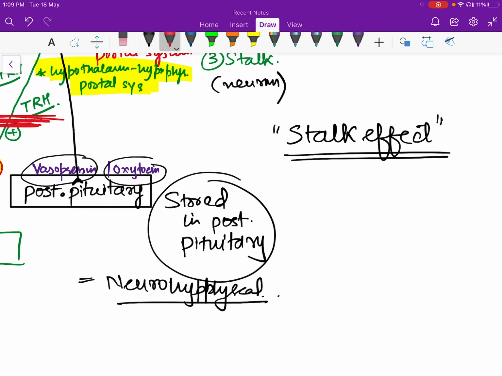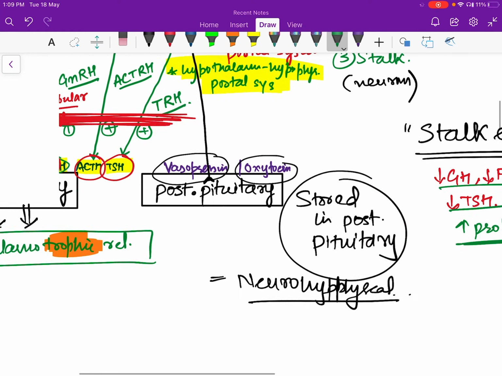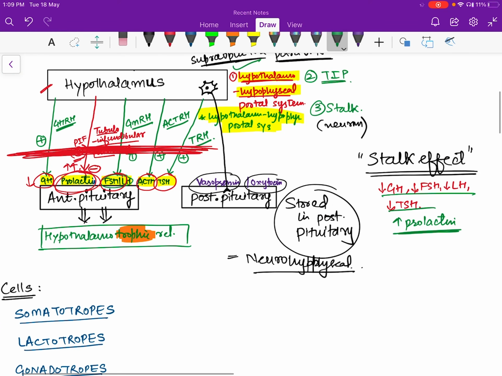And what is the result of the Stalk effect? There will be decreased production of growth hormone, decreased production of follicle stimulating hormone, decreased production of luteinizing hormone. There will be a decrease in production of thyroid stimulating hormone, and there is going to be an increase in production of prolactin. And the reason why there is increased production of prolactin is because of this. Okay, so this is called the Stalk effect. We'll study this Stalk effect again once we reach the acromegaly part. For now just remember this much.